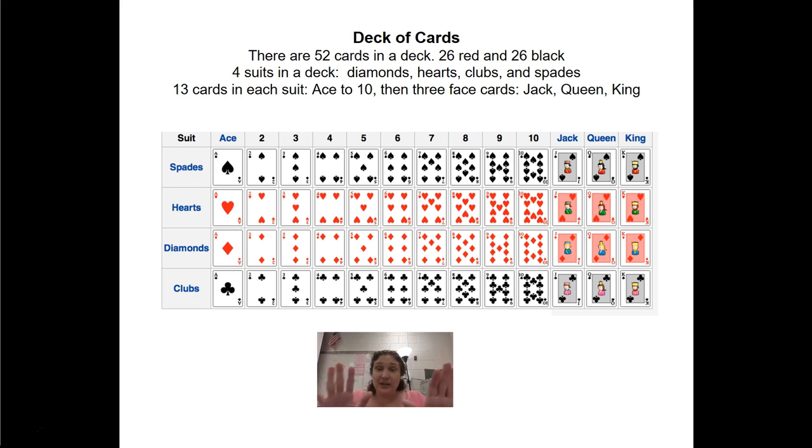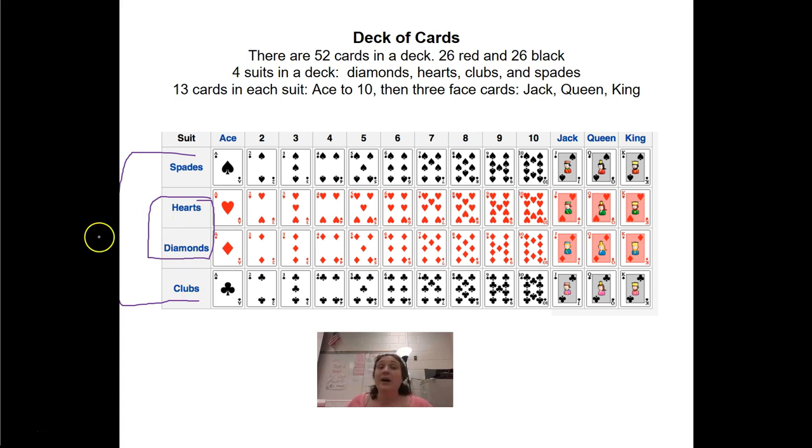Within each color, there are 2 what are called suits. In the red, we've got hearts and diamonds. And in the black, we've got spades and clubs. So now we know there are 52 cards in a deck, 26 red and 26 black, and 4 suits in a deck: diamonds, hearts, clubs, and spades.